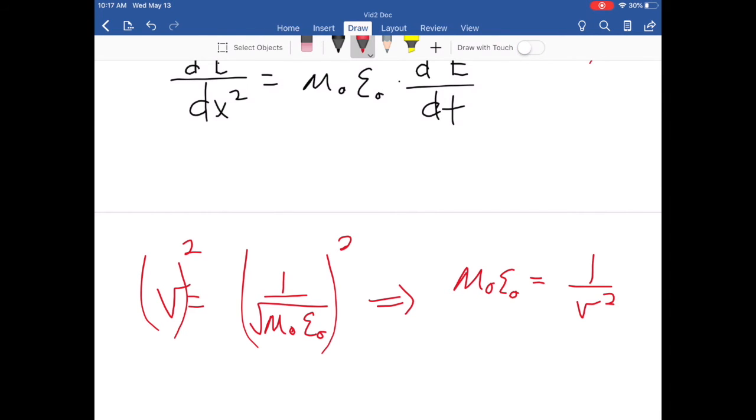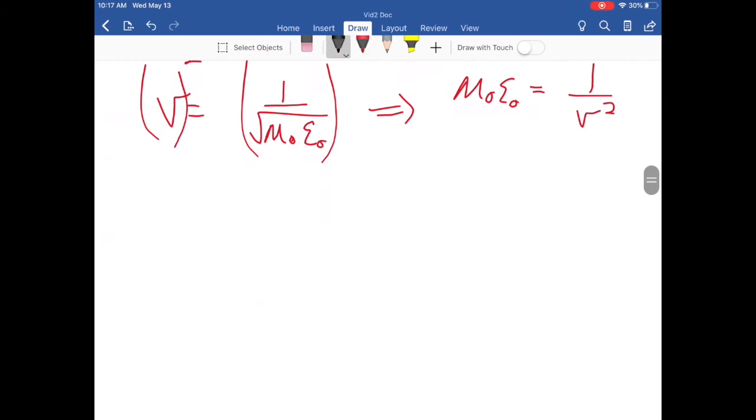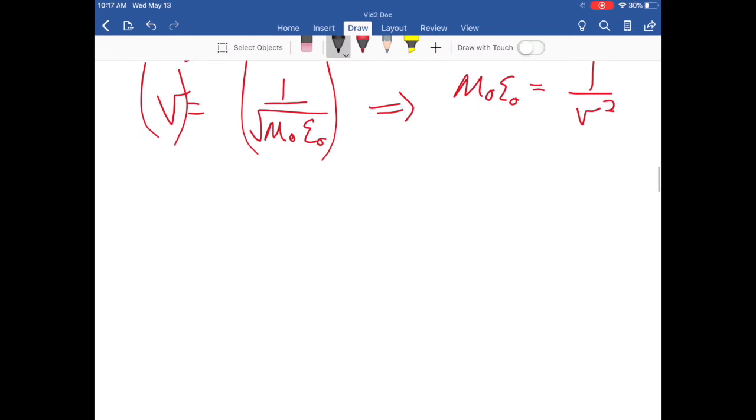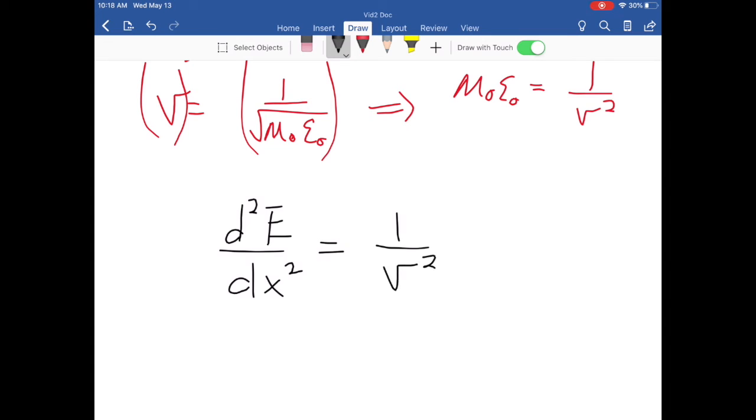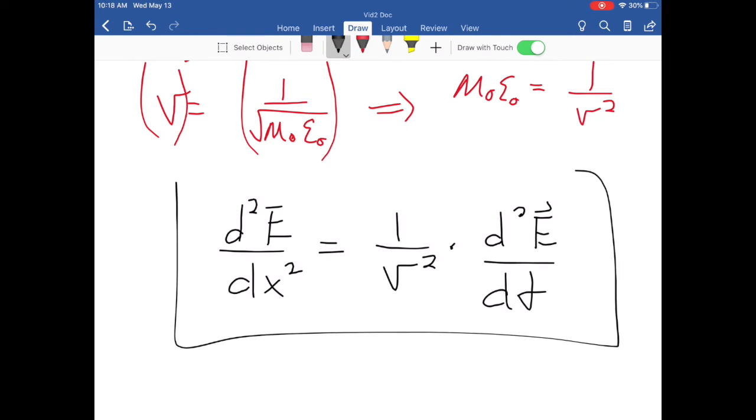So making that substitution, we now have our final form of Maxwell's wave equation with respect to the electric field, which becomes the double derivative with respect to position of the electric field, and that's equal to 1 over v squared times the double derivative of the electric field with respect to time. So there we go. We have now derived Maxwell's wave equation using some of Maxwell's equations with respect to the electric field.